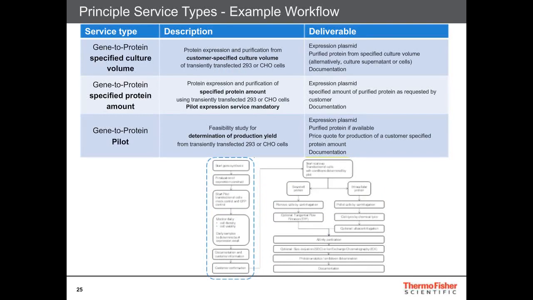I don't want to go into too much detail here, but basically we do offer different service types where you can order your protein, for example, simply from a specified culture volume, or you can request a specified protein amount. But this always will involve a pilot service before, where we start out with a 1 liter culture, for example, in order to determine titer or yield of purified protein in order to deliver the specified protein amount that you as the customer are requesting.